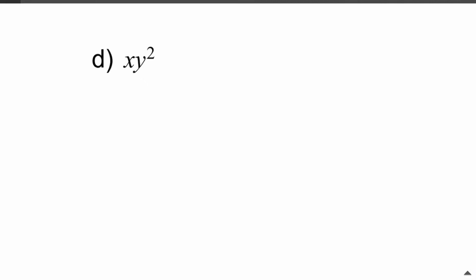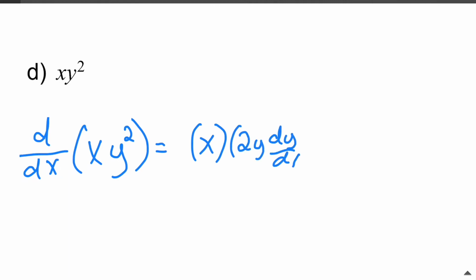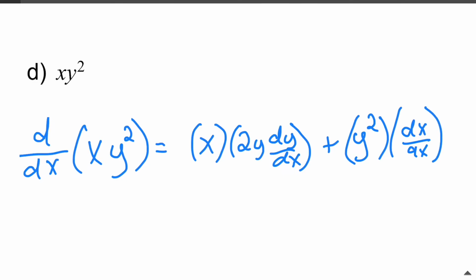D is a little bit interesting because we have a product. We have x times y squared. So if we want to find the derivative d dx of xy squared, we're going to have to apply the product rule. We're going to do our left function, x, times the derivative of the right function. So the derivative of the right function is, we'll put the x in parentheses, 2y dy dx, plus the right function, which is y squared, times the derivative of the left function, which is just x to the first power. So dx dx, it's 1 dx dx.